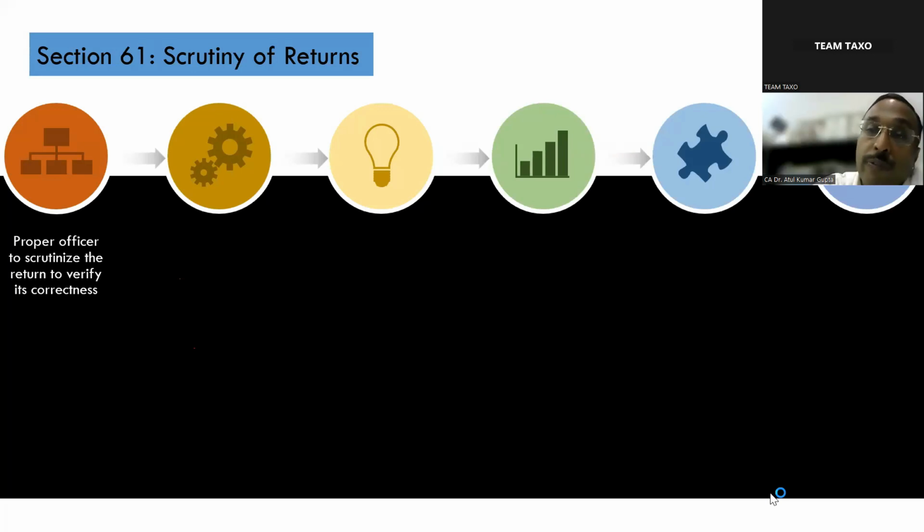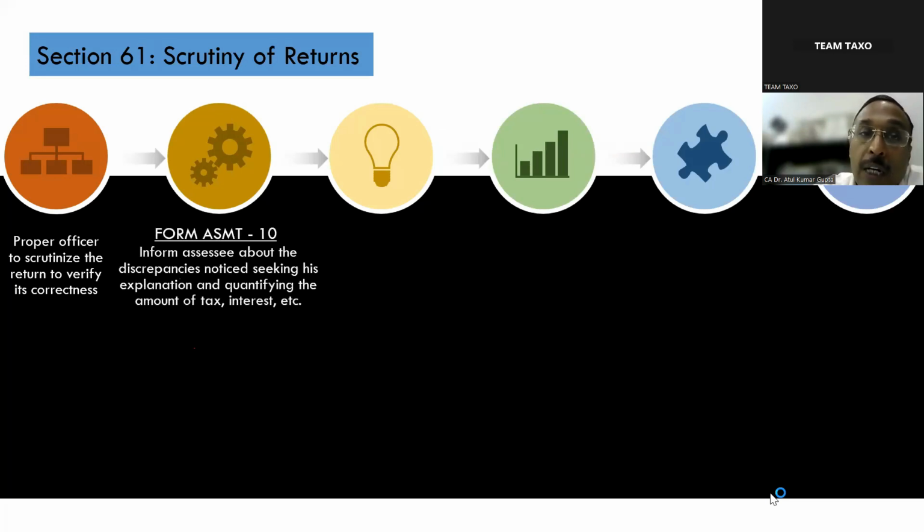As far as the scrutiny of return is concerned, my dear friend, you are aware that the proper officer, meaning thereby the person who is responsible, will be eligible to issue a scrutiny notice to the assessee. Now, in case they feel that there is some mismatch or some explanation is required, or that the quantification of the tax or the interest is wrong, the department will issue an ASMT 10.